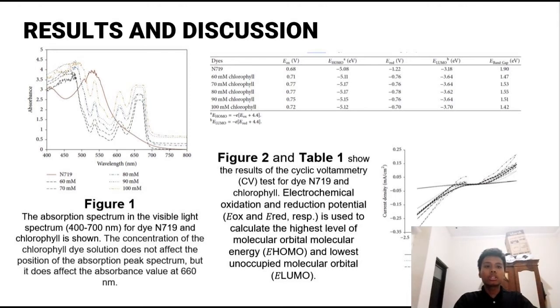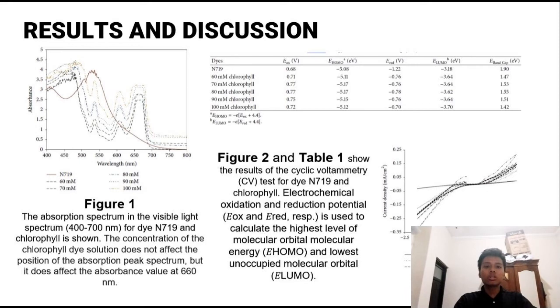And then we have figure 2 and table 1, which show the results of the cyclic voltammetry test for dye N719 and chlorophyll. The energy levels of the highest occupied molecular orbital, or HOMO, and the lowest unoccupied molecular orbital, or LUMO, were determined using the electrochemical oxidation and reduction onset potentials. The intersection of the tangents between the rising current and the baseline charging current of the CV curves was used to calculate the onset potential.